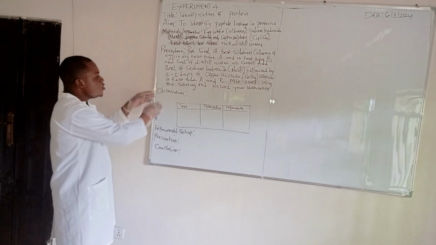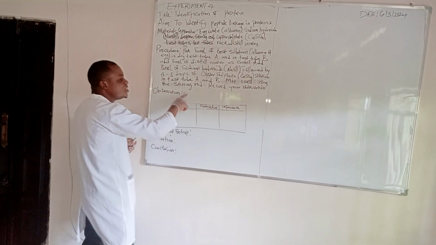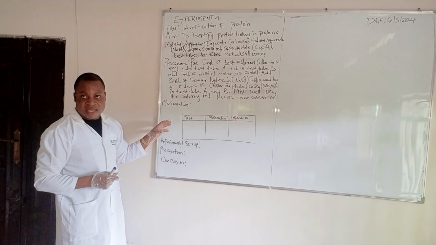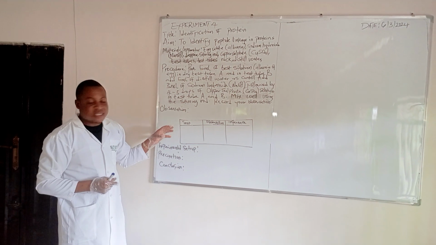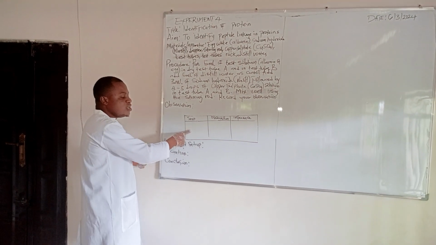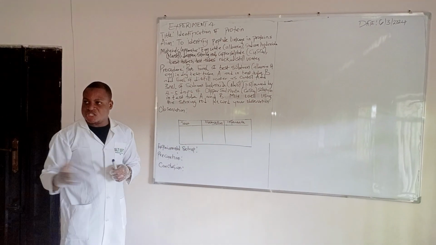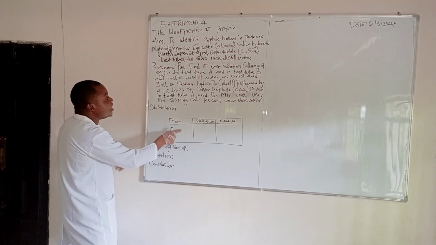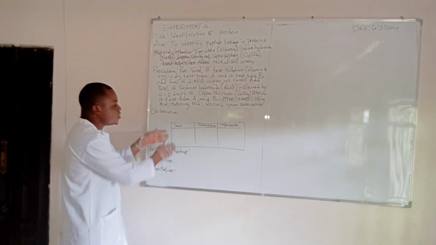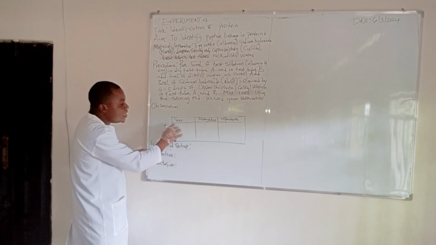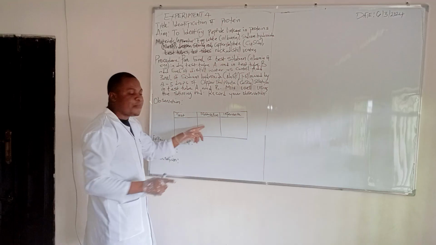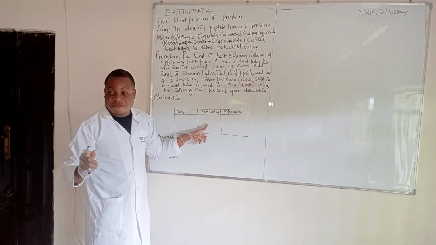Now from here we have the observation. You can put it in writing, but this table is from the 2020 WAEC question, the deduced question from 2020. If you see such a question in your exams, in your WAEC, here you put the test. What test are you putting here? It is the identification of proteins. Are you with me? Then your observation is the coloration. The coloration is going to be purple or violet. Are you following?